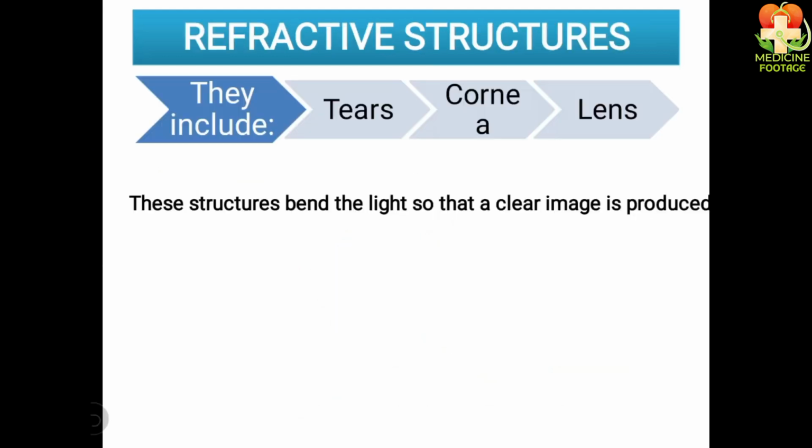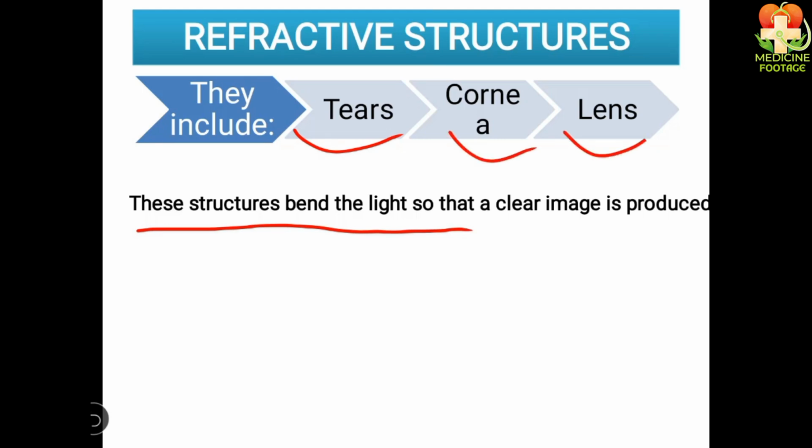Now, let's come to the refractive structures. Refractive structures are in our eyes, and these structures bend the direction of the light passing through the eyes. These structures bend the light. There are three types: tears, cornea, and lens. These are the three refractive structures in our eyes.